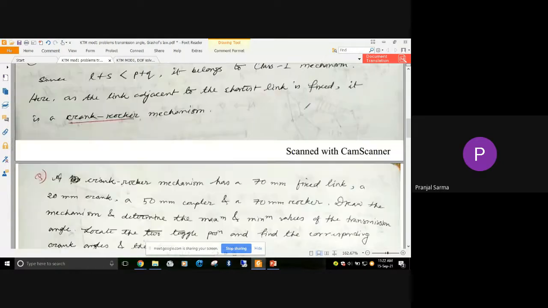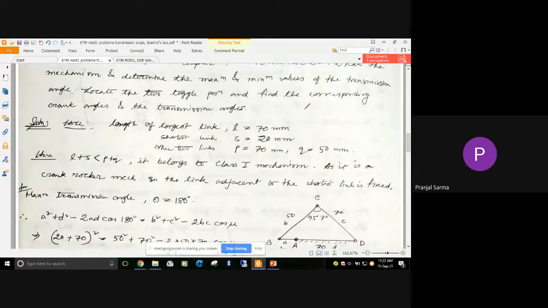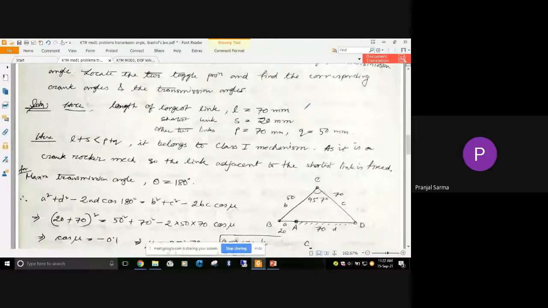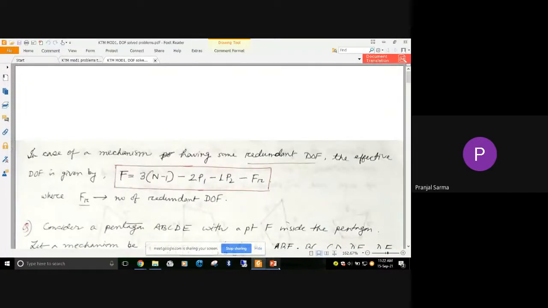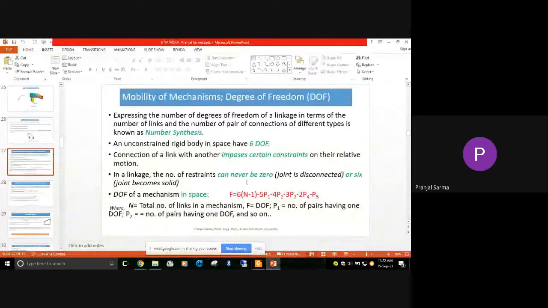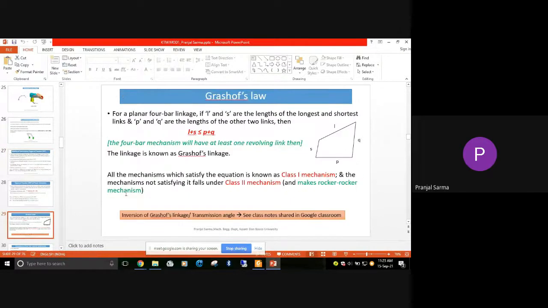The other two problems, I believe all of you can very easily find out, right? Yes. Let me know if there is any confusion in finding out the class and type of the mechanism. So this kind of problem we'll be able to do, right? I believe. Okay, so this is what we have already discussed, the class of linkage and what is class 1, class 2 mechanism.